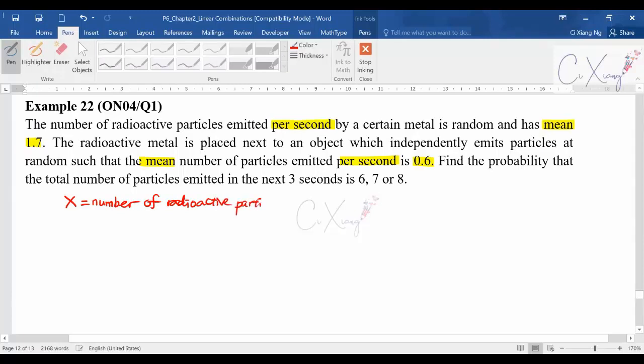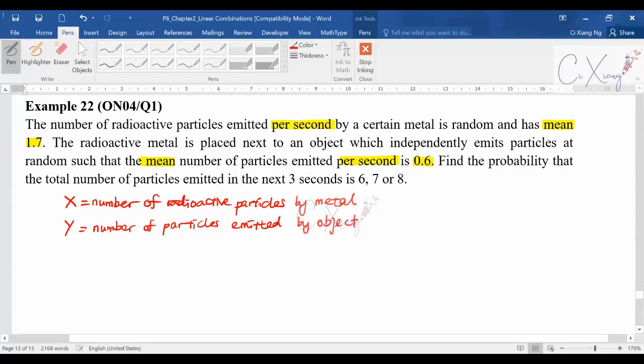By what? By particles, by smell, let's say. Okay, and after that, Y is another particles emitted. So maybe the number of particles... okay, by what? By another object, okay?